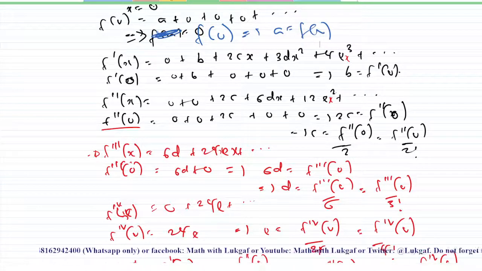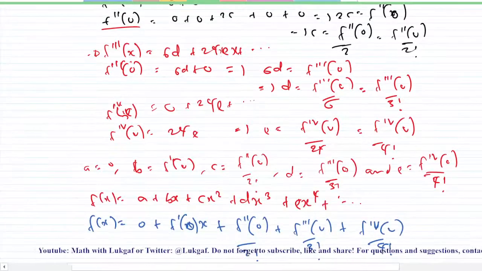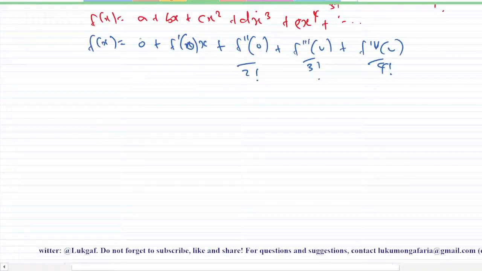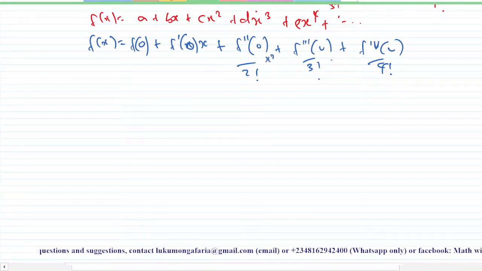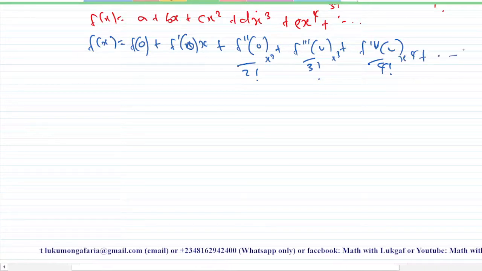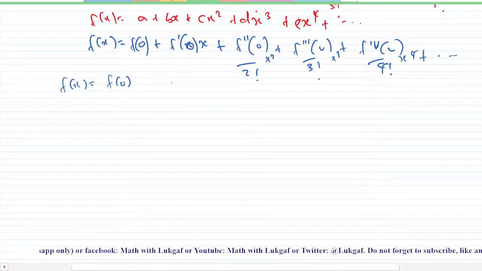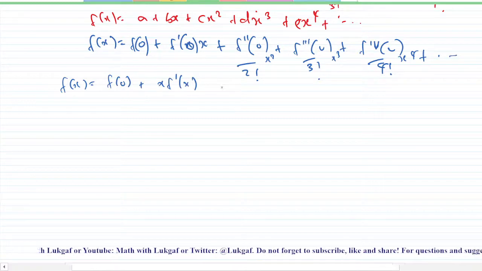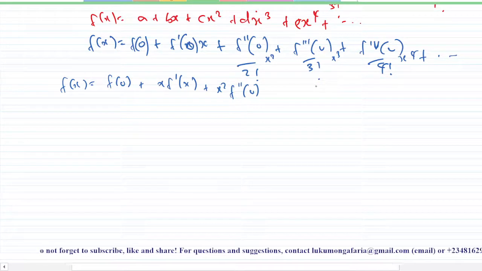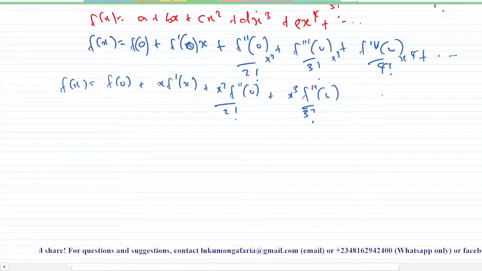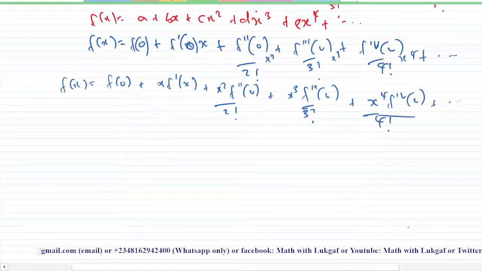So if you go back and make the substitution, this is f of 0, then this is c, and then you have x squared, x cubed, x raised to power 4 plus dot dot dot. So in essence, we have that my f of x is equal to f of 0 plus x f prime of 0 plus x squared f prime prime of 0 divided by 2 factorial plus x cubed f prime prime prime of 0 divided by 3 factorial plus x raised to power 4 f of 4 of 0 divided by 4 factorial plus dot dot dot. Can you see that now?